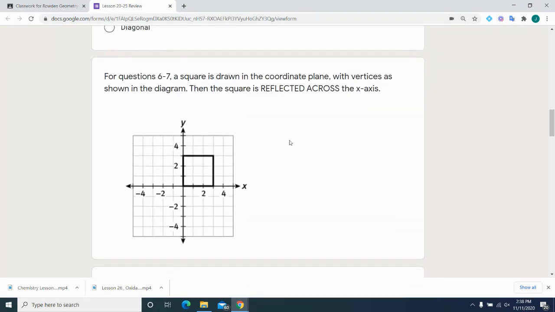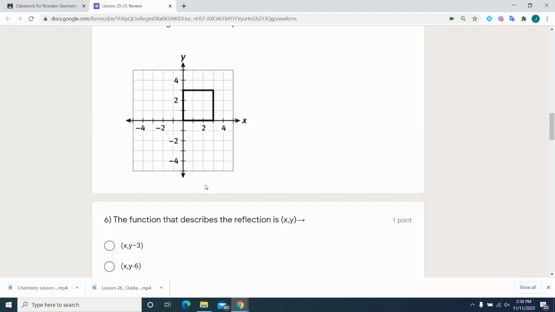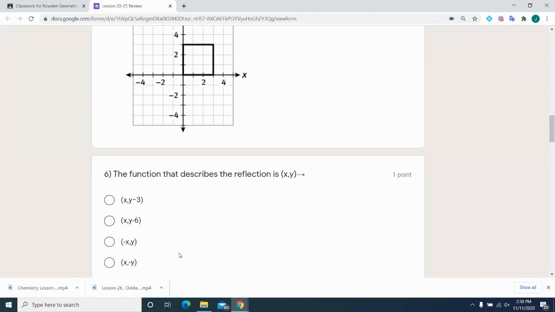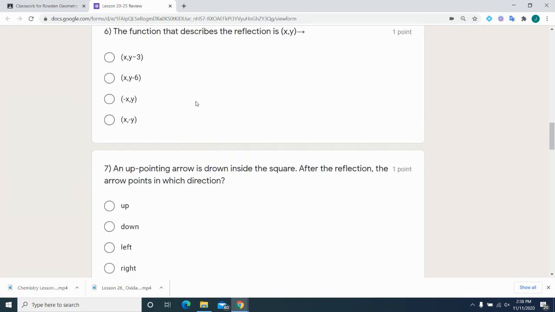Okay, so now what we have is the square is reflected across the x-axis. So which one of these is a reflection across the x-axis? In order to reflect across the x-axis, you leave x how it is, and you make all of your y's negative. That'll take them and flip them down here.